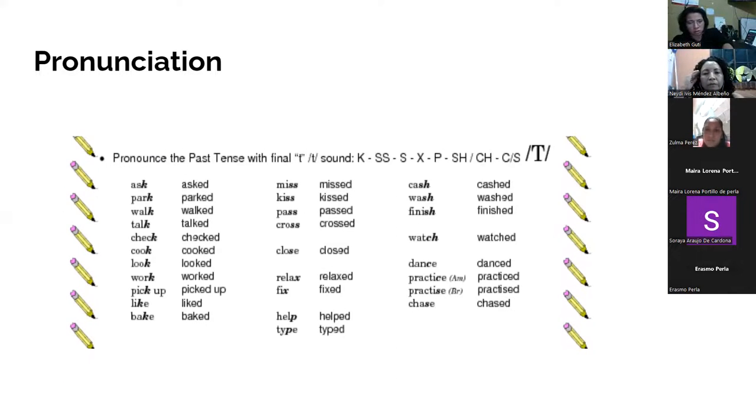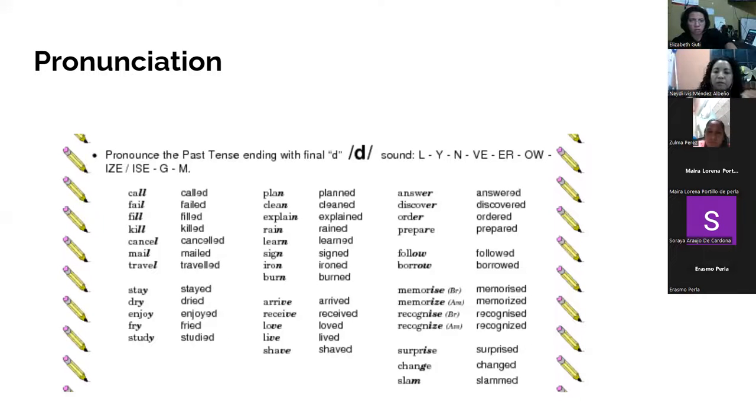And the last pronunciation, because with ED, the pronunciation is kind of complicated, is the D, right? It's not a T, it's a D. And these are sounds that vibrate. And that's the reason why it sounds like a D. Sounds like L, Y, N, V, R at the end, right? At the end of the word.